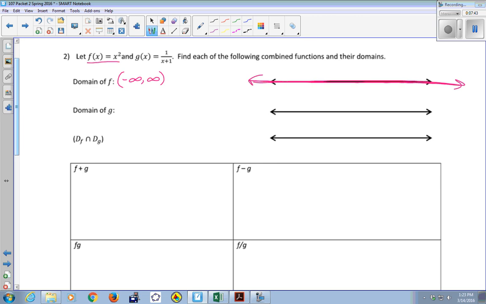All right, the domain of g, 1 over x plus 1. What x values am I allowed to put into that function? Anything but negative 1. So you could even write just in words if you want, anything except negative 1. So if I were going to graph the domain on a number line, I would need to find negative 1, exclude it by putting an open circle, and then shade everything else.